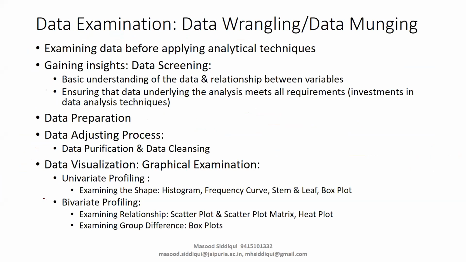related to summary statistics. The other part is data examination, which is also properly known as data wrangling or data munging. Why is this part there? The objective of this part is examining data before applying analytical technique. So we gain insight through the data screening, means we have basic understanding of the data or the relationship. And the second part is related to the quality aspect, which means ensuring that data underlying the analysis meets all the requirements, right? So every data analytical tool requires certain requirements, certain assumptions. So we check whether these assumptions are there or not.